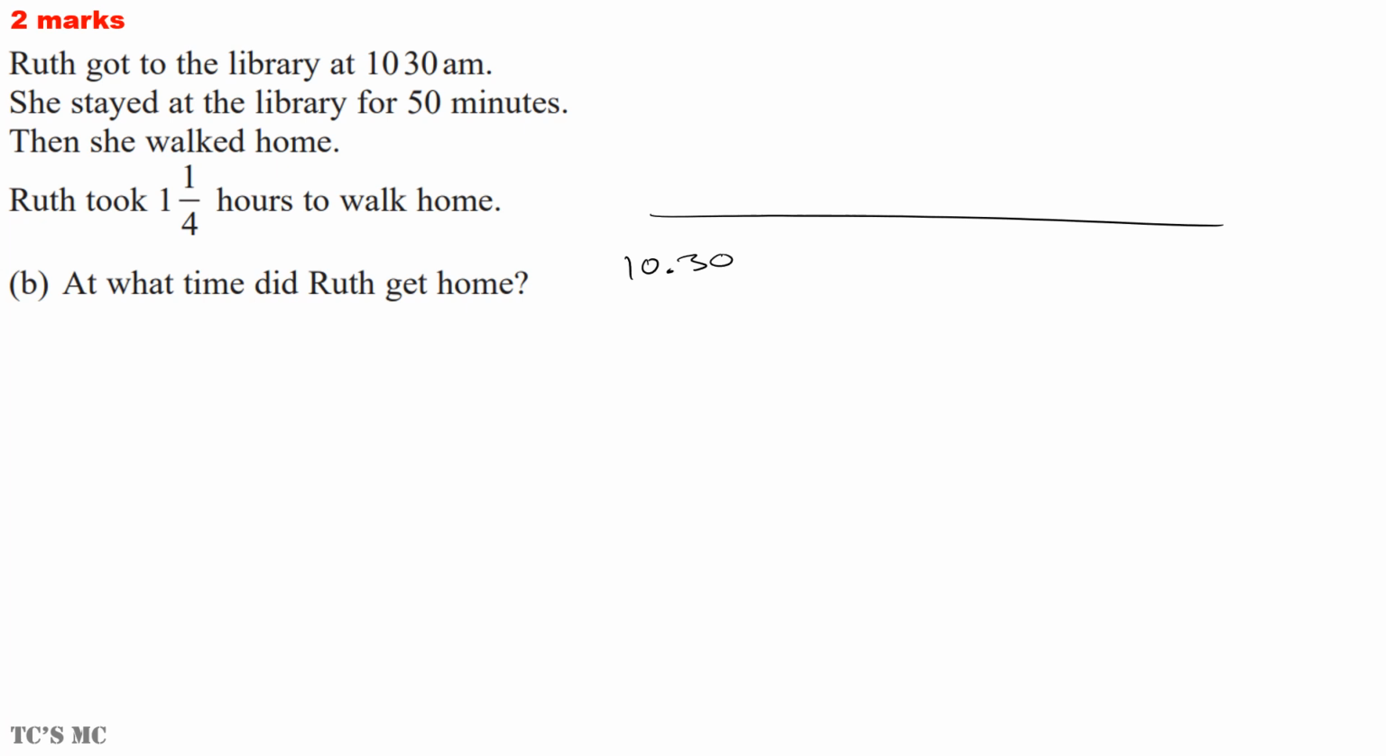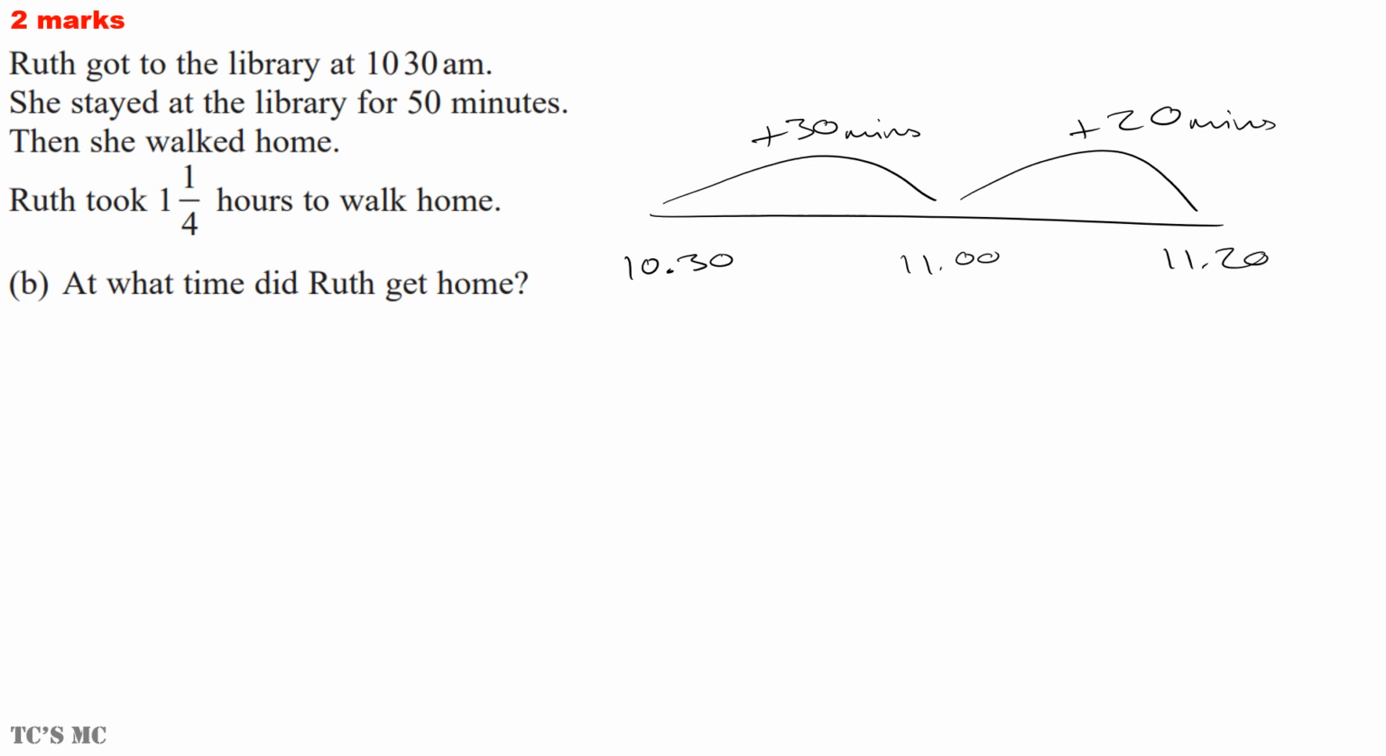If I do 10:30 add 30 minutes, that will take me to 11 o'clock, but it's not 30 minutes I need to add, it's 50, so I need to add another 20 minutes. And that takes me to 11:20, so I've got 1 mark there. It says once she stayed for 50 minutes, she walks home for 1.25 hours. That 1.25, I need to remember, is the same as 1 hour and 15 minutes.